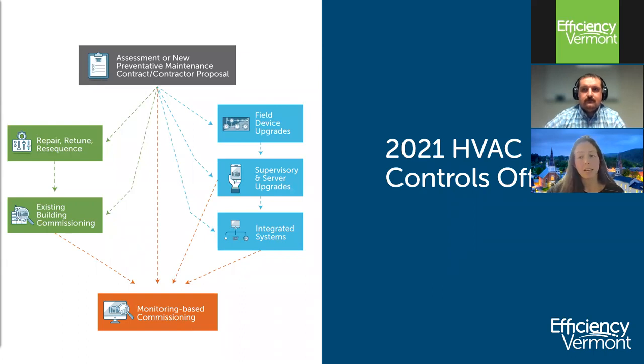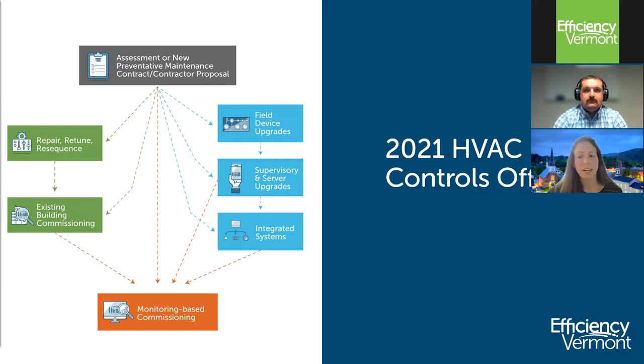At the top, we have our recommended first step, which is either a controls assessment or a new controls preventative maintenance or PM contract to help determine the existing condition of a facility's control system and how a customer should go about improving it. Alternatively to that, a customer, if they already know what they need to do, they could just provide us with a proposal from their contractor or commissioning agent, and we can move ahead that way.